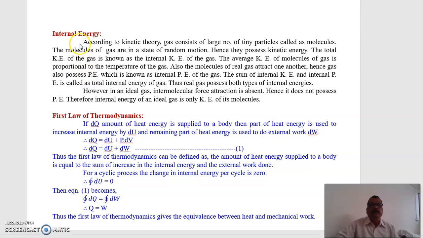Hi guys, in this lecture we see about internal energy, first law of thermodynamics and specific heats of gases. Now first we see about internal energy.